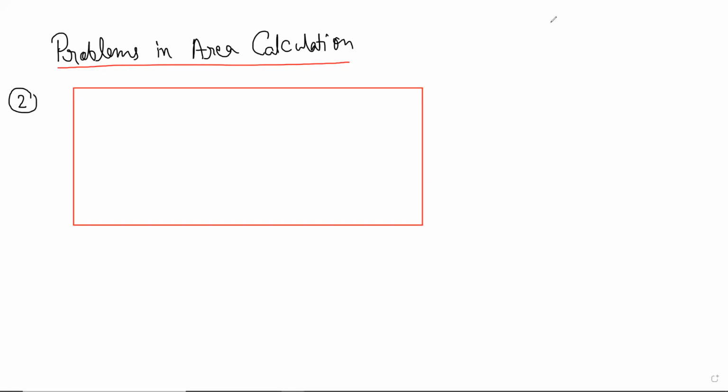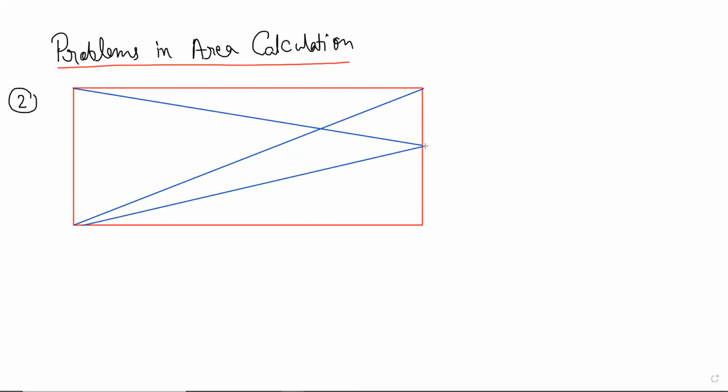So here we just have a rectangle, and let's say I draw some lines like this, and let's say we make another line like this. Okay. So now even the ratios are not given. So we'll see A, B, C, D, E, just labeling them F.